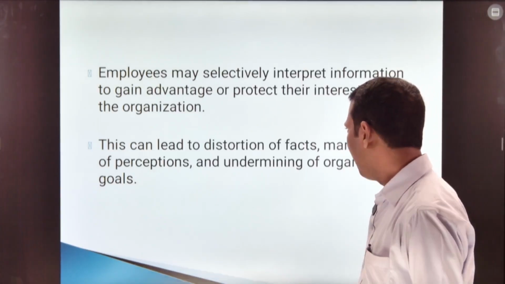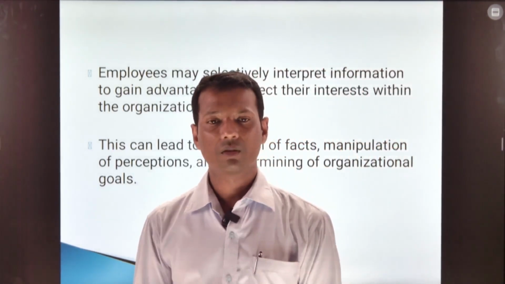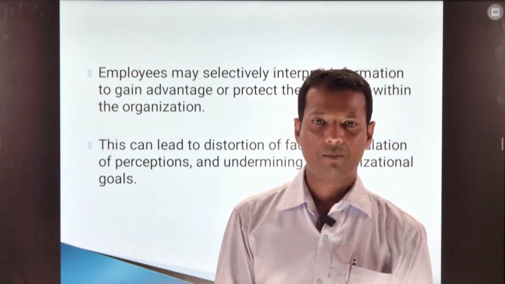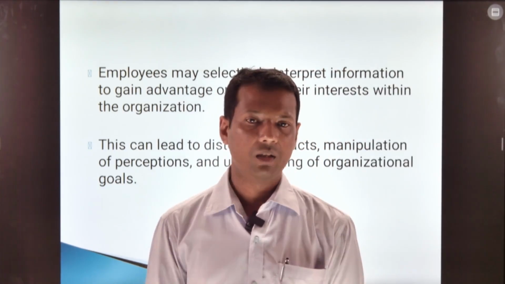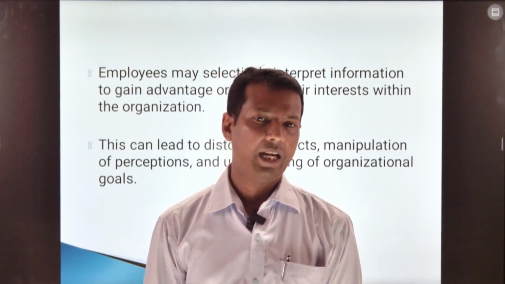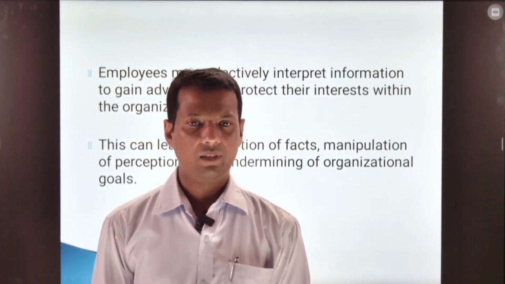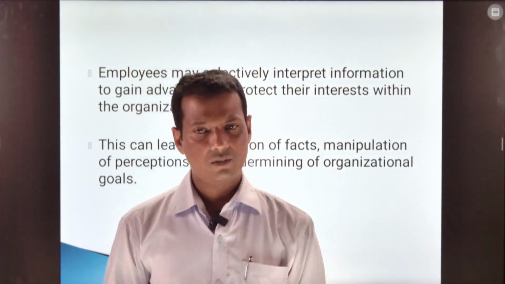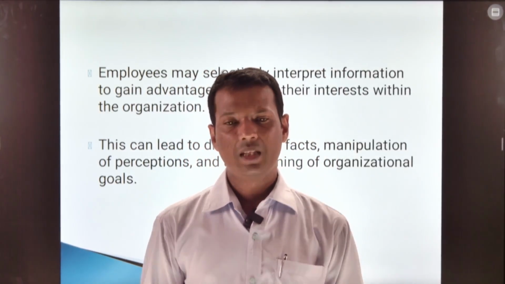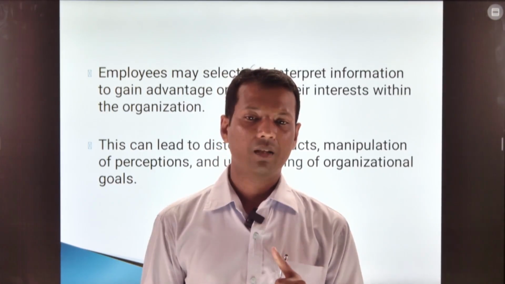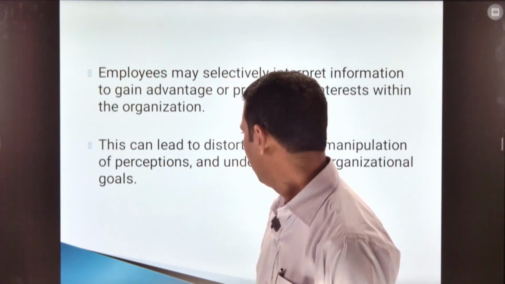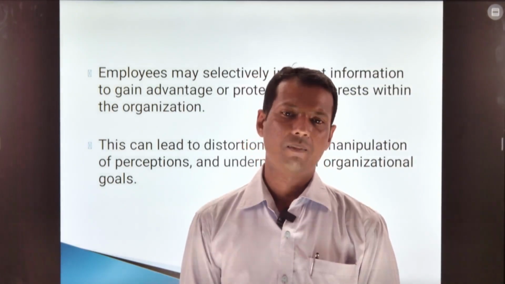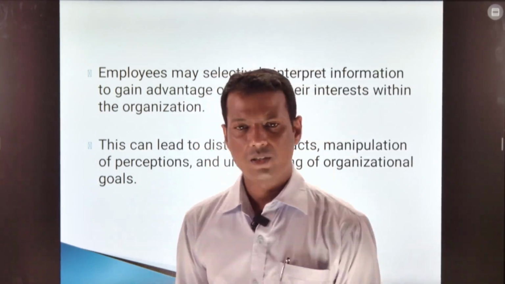Employees may selectively interpret information to gain advantage or protect their interests within the organization. So what happens? They deliberately select or interpret the information through which they can gain advantage or protect their interest. What happens in these cases? The facts may be distorted. There may be manipulation, there may be bias, and there may be different kinds of wrong decision making in the organization, and the organizational goal can be undermined. Very dangerous for any kind of organization.